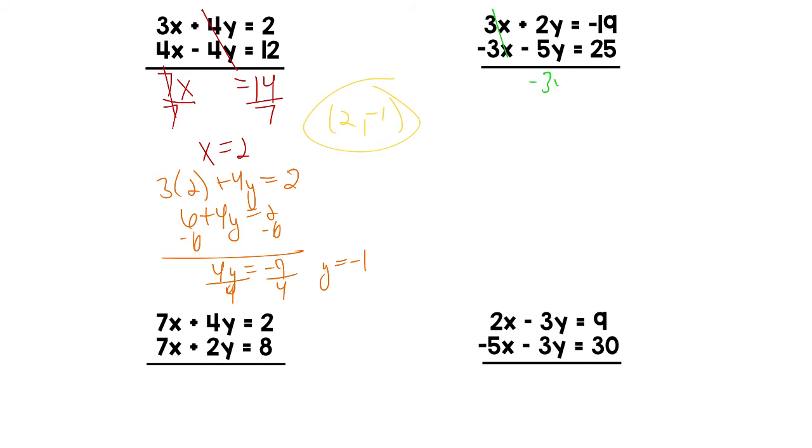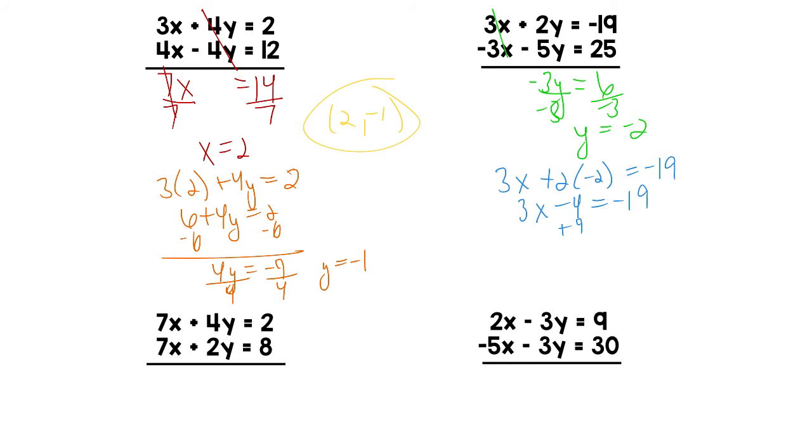My x's disappear here. So I've got negative 3y is 6. Divide by negative 3, and we've got y is negative 2. Plug that in. 3x plus 2 times negative 2 is negative 19. So 3x minus 4 is negative 19. Add that 4, and I get 3x equals negative 15. Divide by 3, and x is negative 5. So the solution here is negative 5, negative 2.